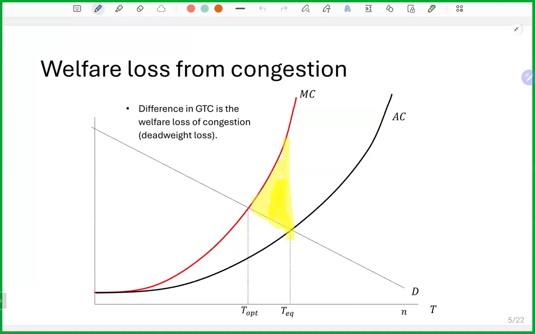In particular, in the U.S., from major highways, some studies find that the yellow area is 30 billion US dollars. Is it large or small? Maybe small, comparing it to the size of the U.S. economy. But 30 billion can be regarded as large. It can be comparable to other social expenditure.